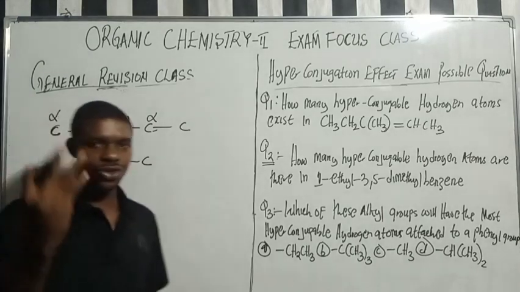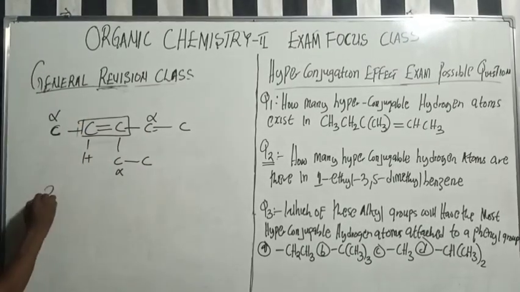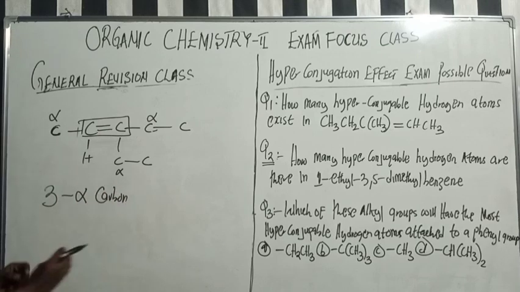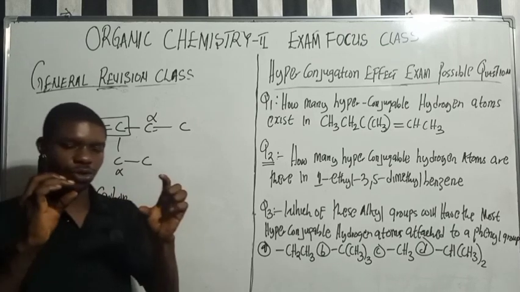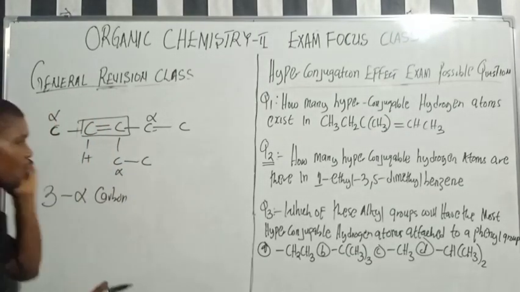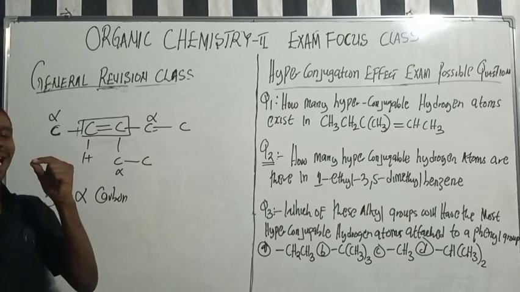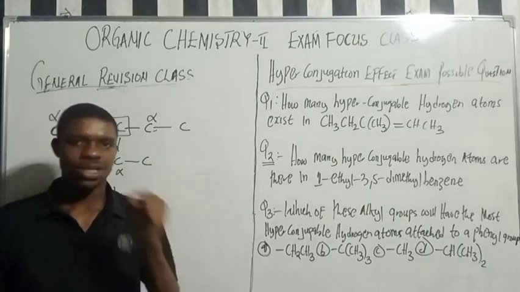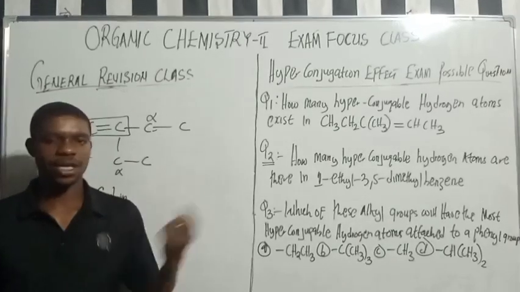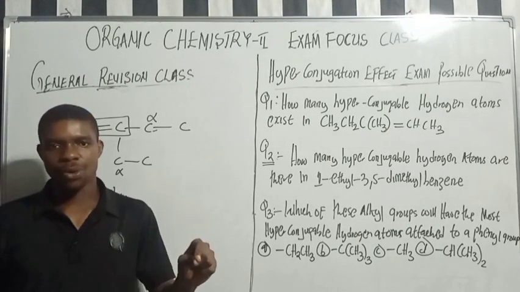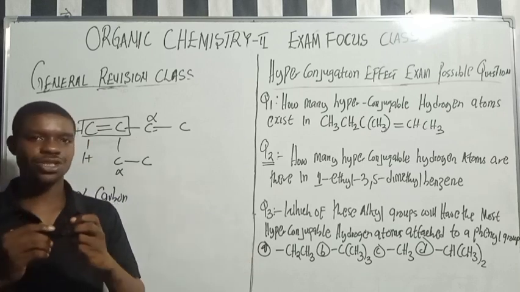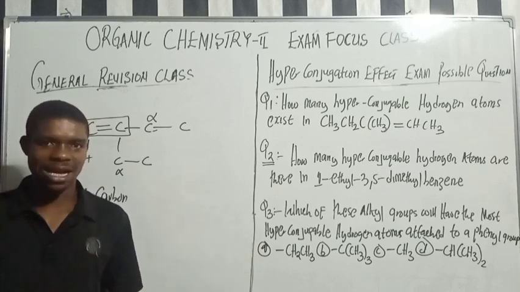So here we have three alpha carbons. The first category is that they must have a double bond. The second one is that they must have the alpha carbon. So when you are drawing a structure and they ask you about hyperconjugation, the first thing you want to know is, does the compound have a double bond? If yes, fine. Is there an alpha carbon? Fine. An alpha carbon is a carbon atom that is directly attached to the carbon atom that carries a double bond.